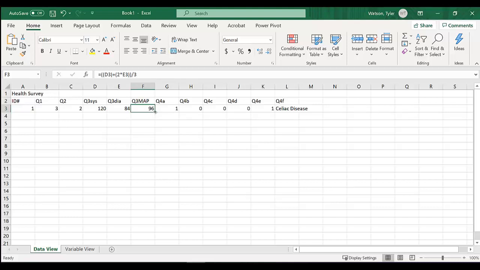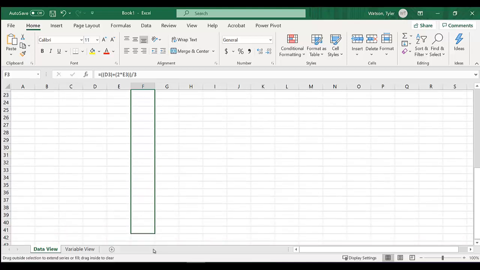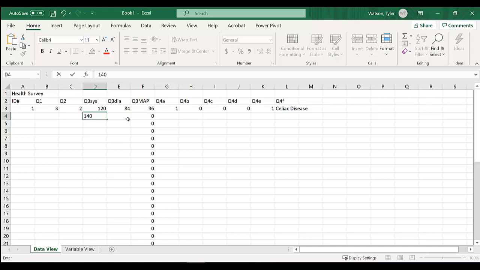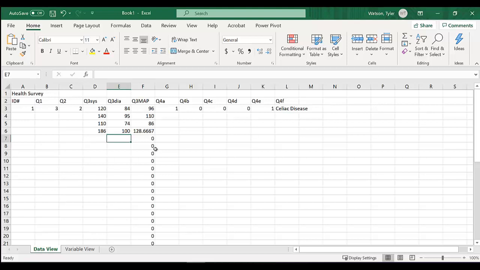And you can drag that formula down so you don't ever have to calculate it again. And every time you put in a new blood pressure, it will calculate the mean arterial pressure, and so forth. And so you'll have that calculation.